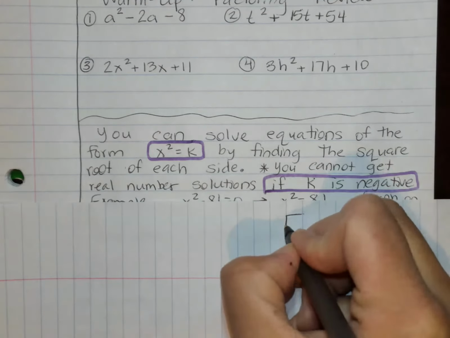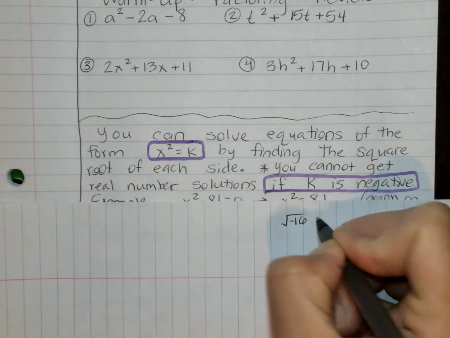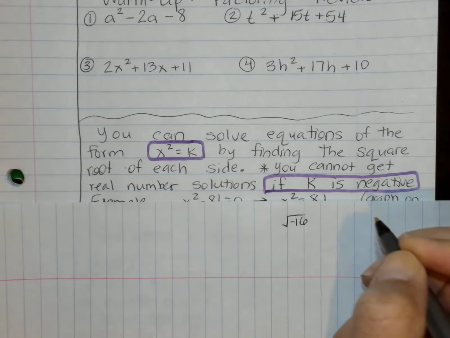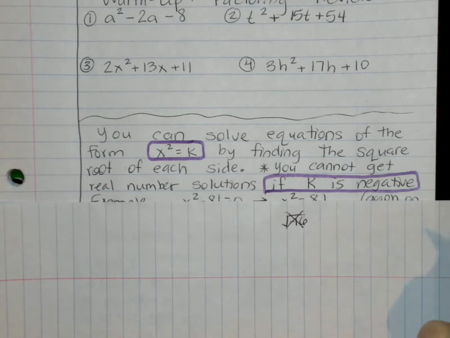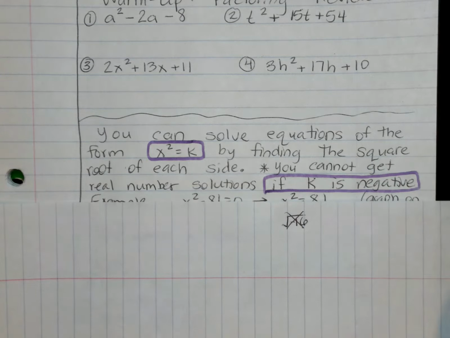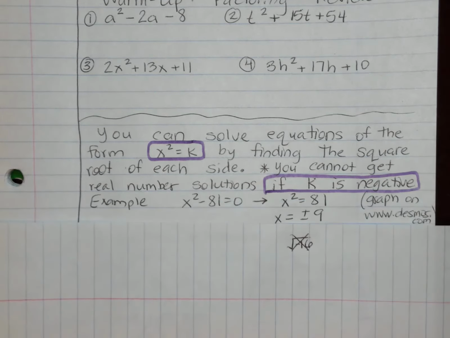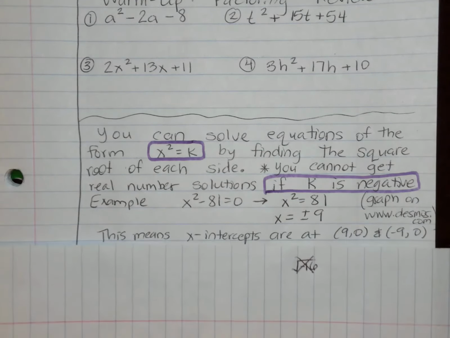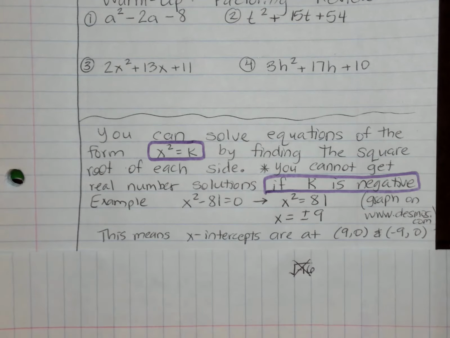Like if I try to do the square root of negative 16, it's not 4 and it's not negative 4. You just cannot do it. If you try it in a calculator, it'll tell you error or no solution or something like that. All right, here is a quick example. Okay, go ahead and copy that.